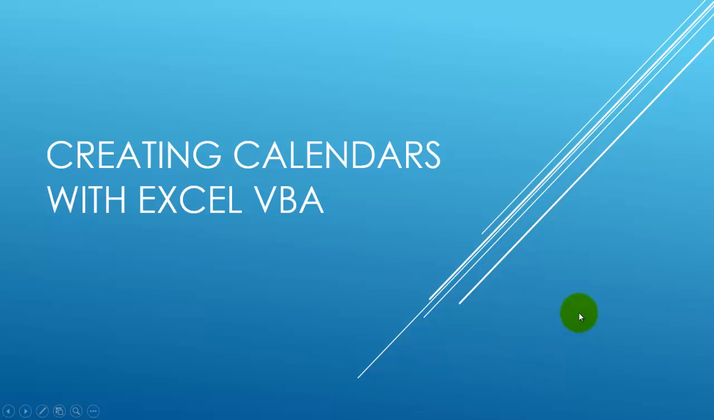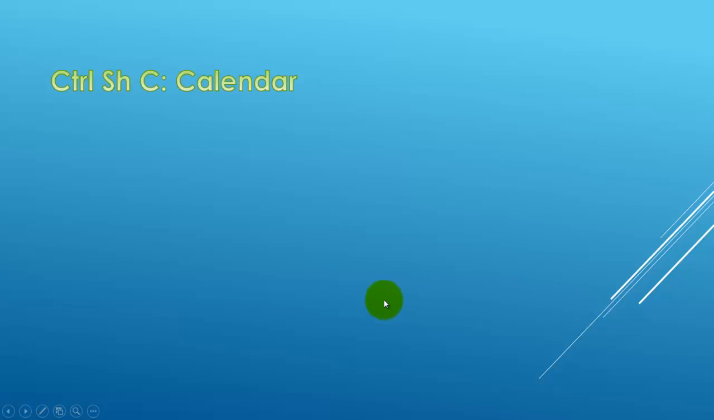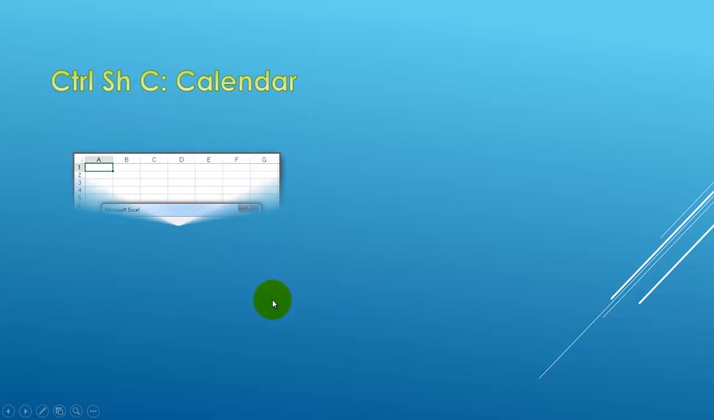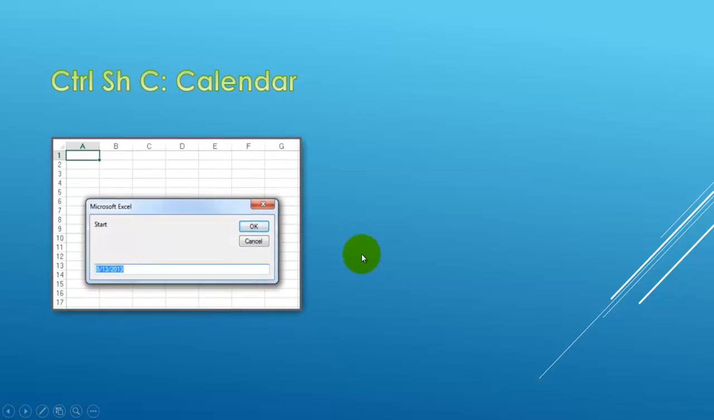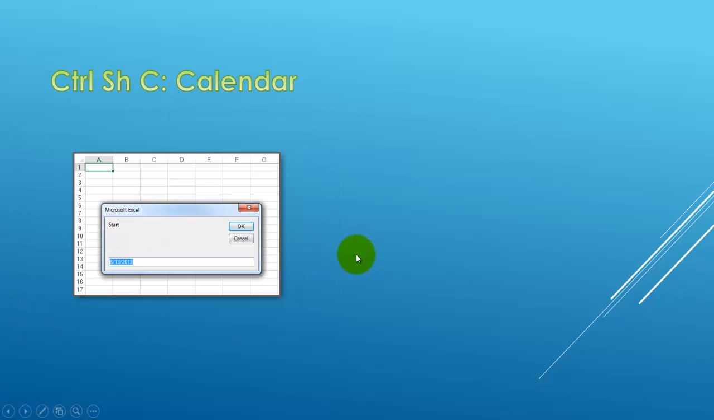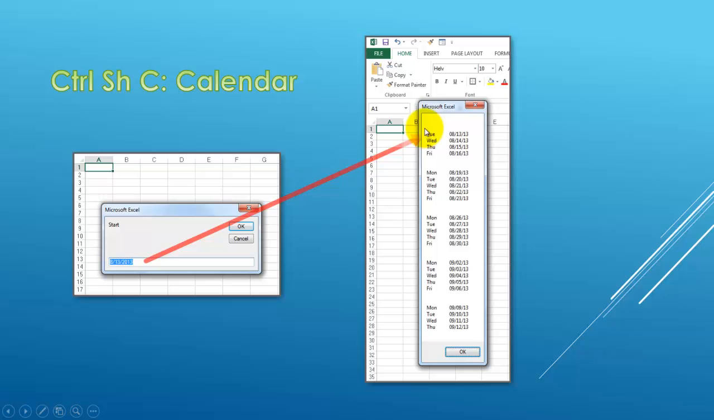How do you create calendars with Excel VBA? We start with a simple one. I called it calendar. It's a subroutine in VBA, or a macro. The shortcut I assigned is Ctrl-Shift-C. When you press that key, it asks you what is your start date. And then it gives you a message box that starts at the date you had asked for.